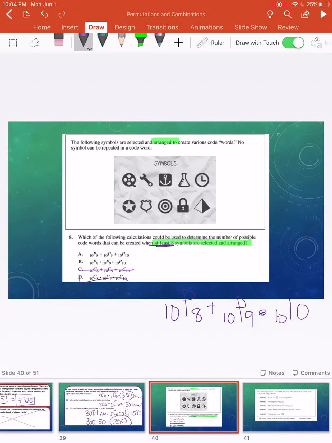Oops. Looks like I wrote a multiplication instead of an addition sign. So you would be adding all these, not multiplying them, because it's an or question. So that means A is the correct answer.